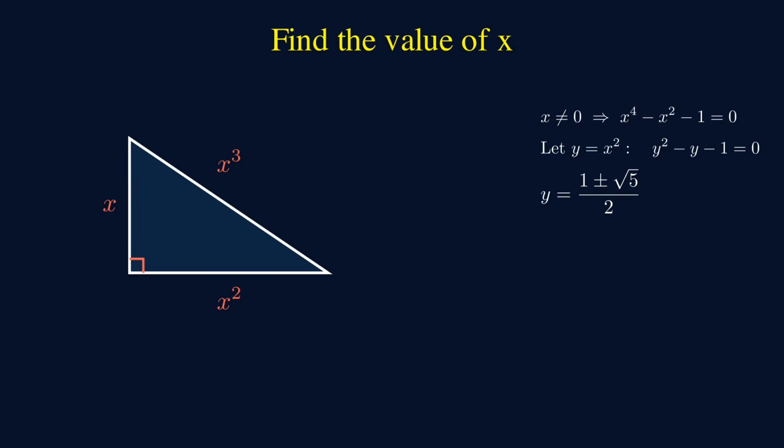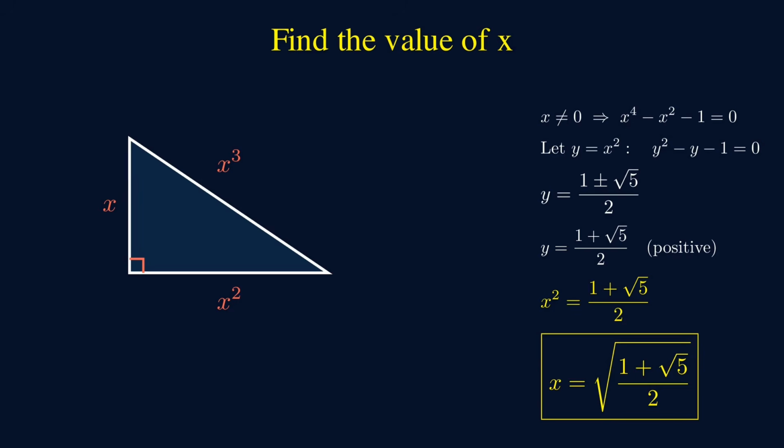Since y represents x squared, it has to be positive, so we keep the positive solution. That gives us x squared equals 1 plus the square root of 5, divided by 2. And finally, taking the square root of both sides, we get our answer. x equals the square root of 1 plus the square root of 5, divided by 2.